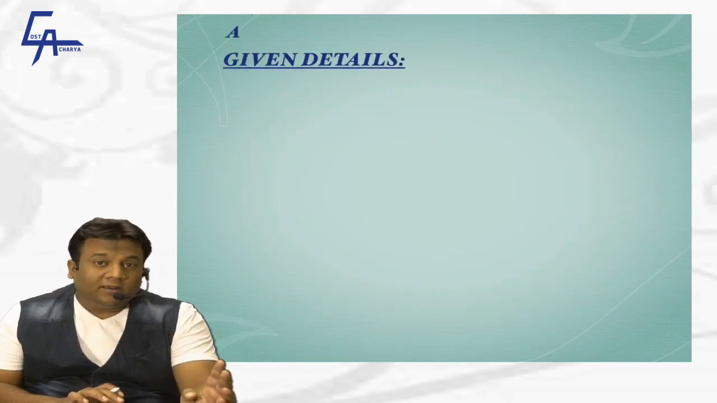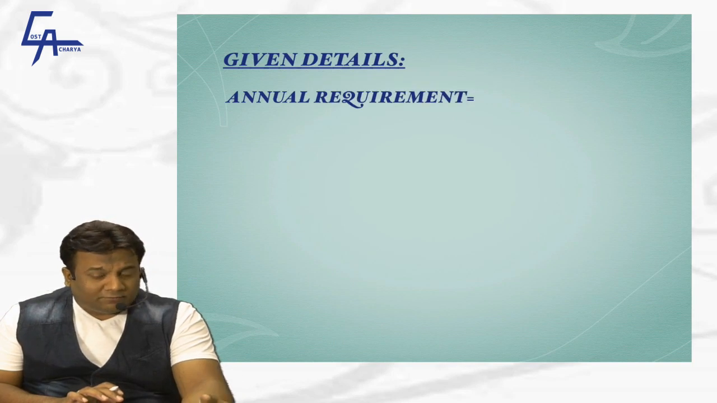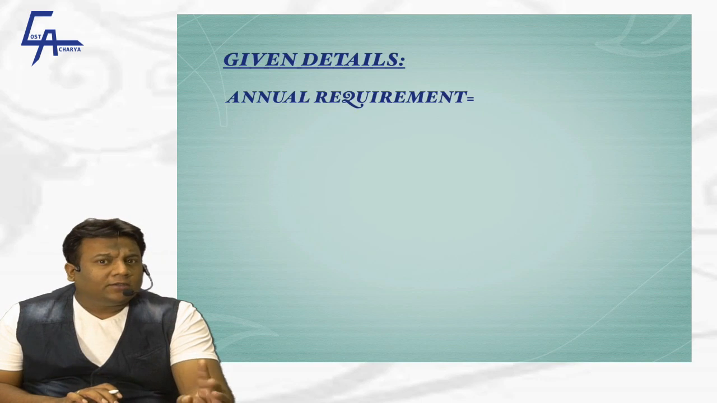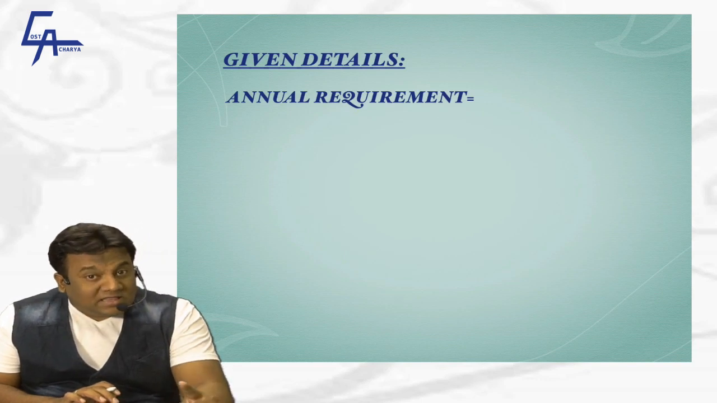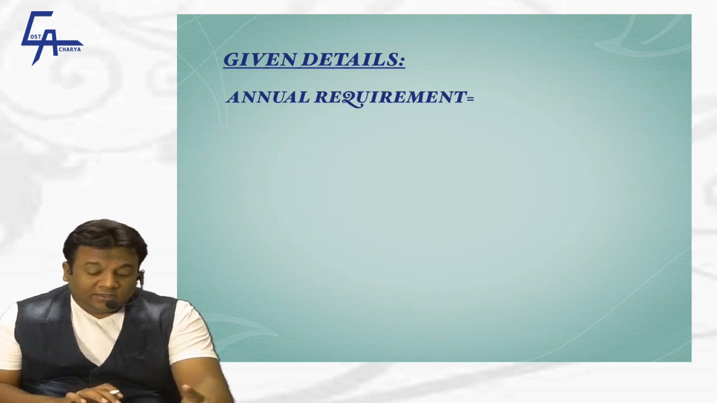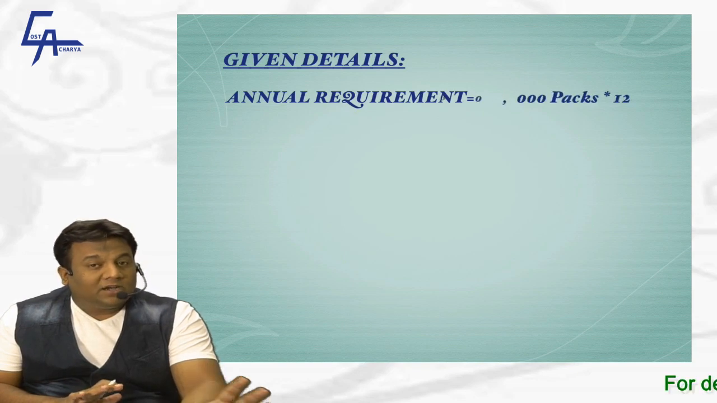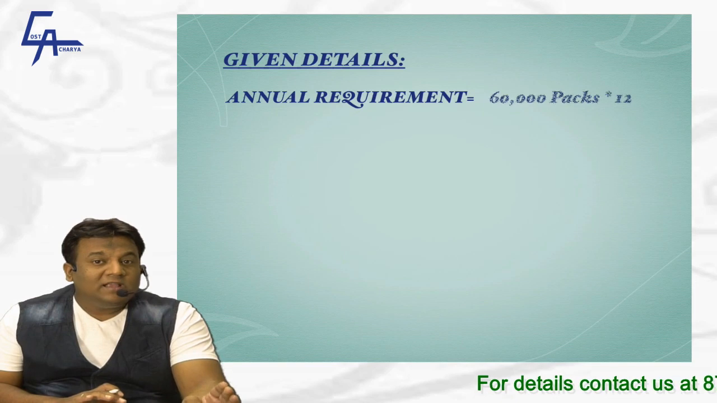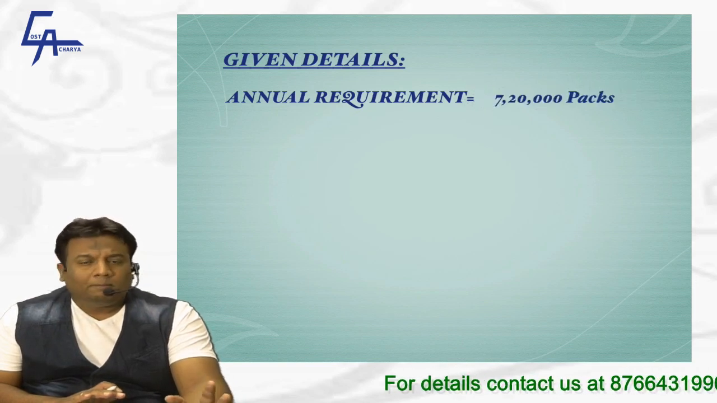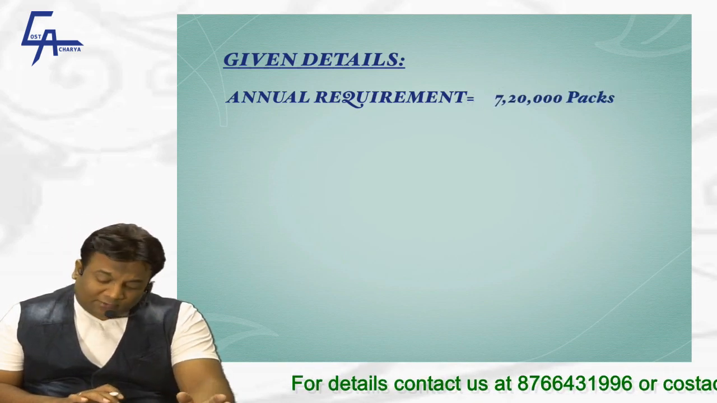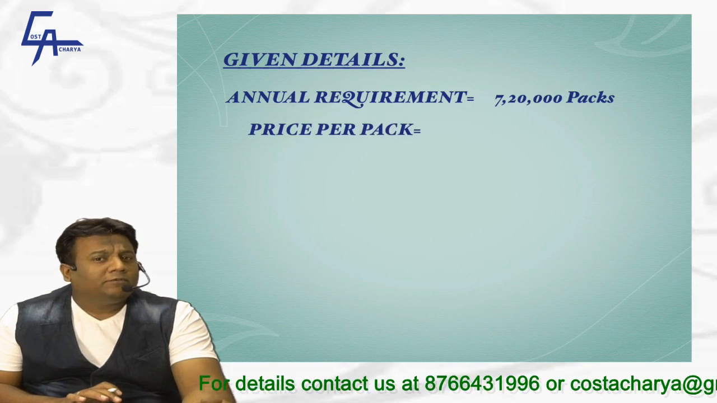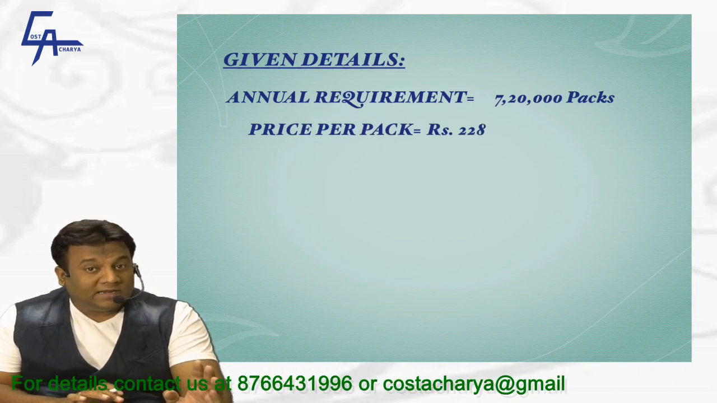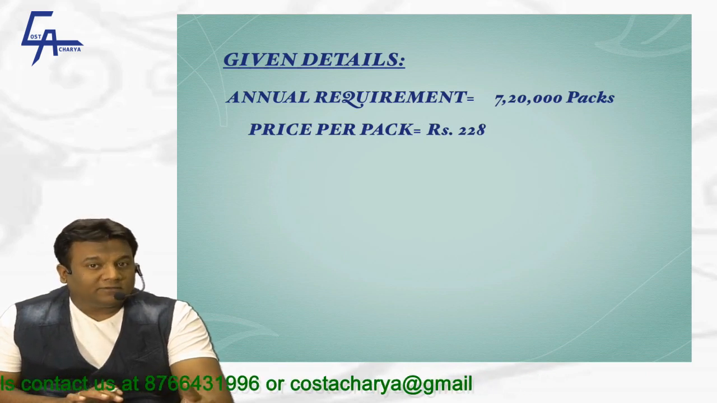The given details are, first of all, the annual requirement, which we need essentially. Please note, it was the monthly demand that was given. So 60,000 packs was the monthly demand, multiplied by 12, we will get the annual demand, that will be 7,20,000 packs. After that, the price per unit was also given to us. It was not 250, rather it was 228. 250 was the selling price.